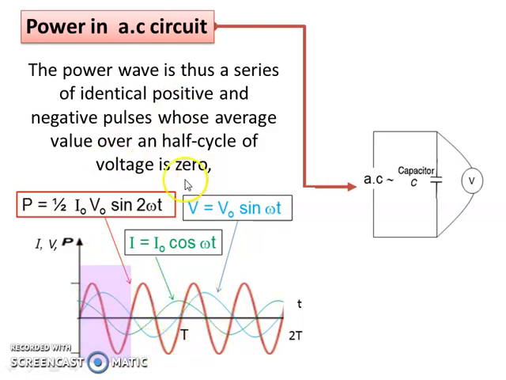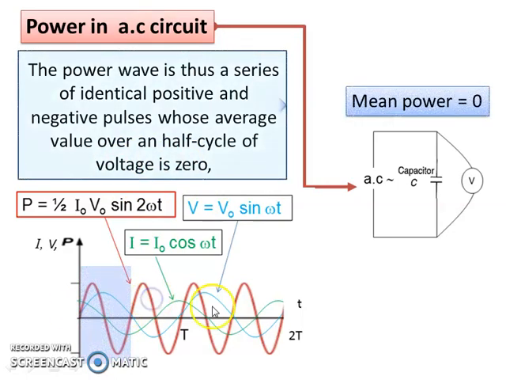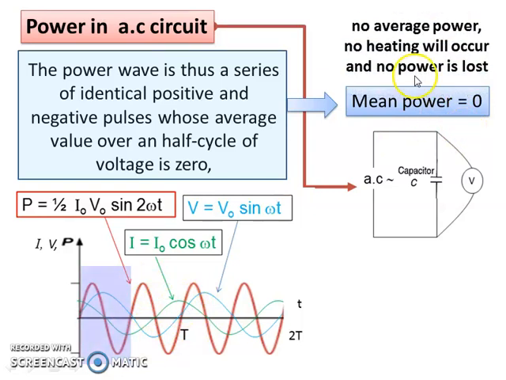And the average value over half cycle of voltage is 0. And as a result, the mean power for the capacitor is equal to 0. So no average power, no heating will occur, and no power is lost.